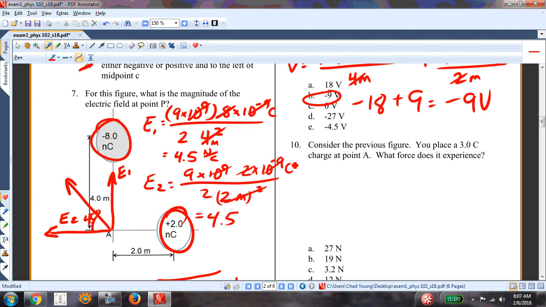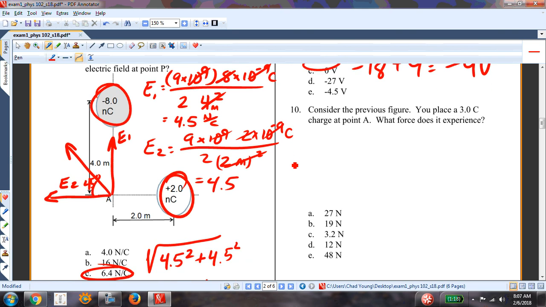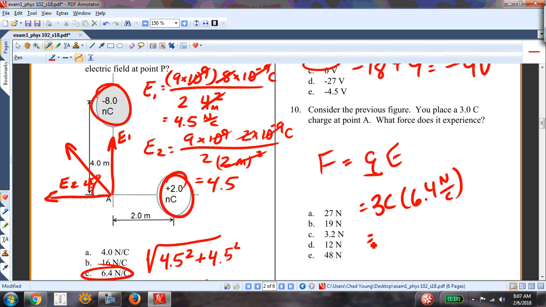Consider the previous figure where we place a 3 coulomb charge at point A. What force does it experience? Well, we've already calculated the electric field, and so I'll just say F is equal to Q times E, and that is going to be, I'm going to put in a 3 coulomb charge times 6.4 newtons per coulomb. That's 19.2, or just 19 newtons.